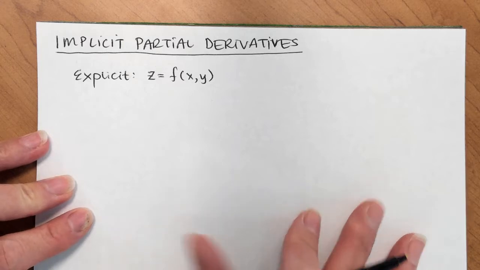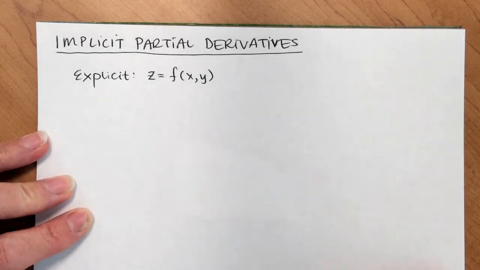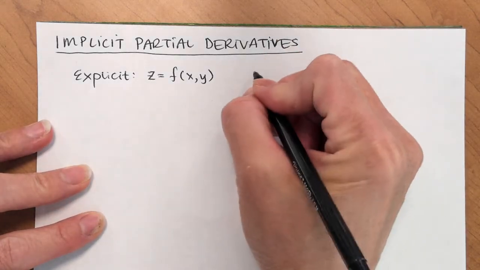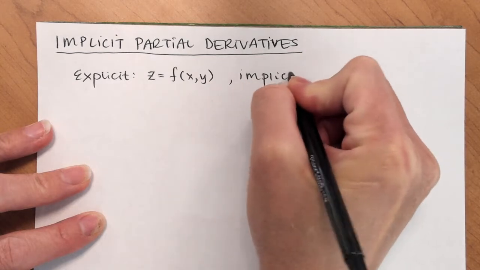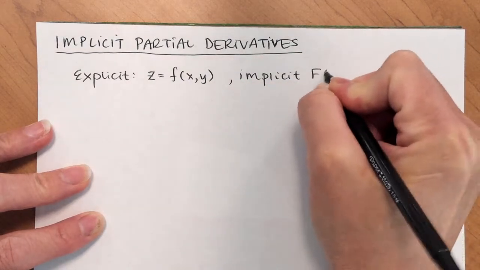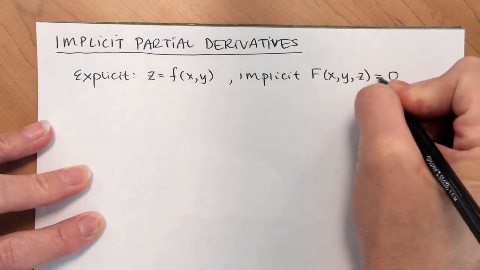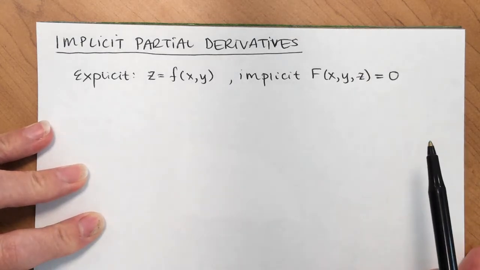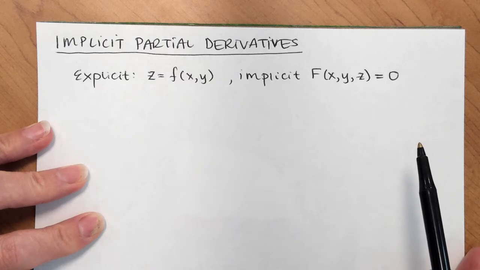Sometimes, instead of a function being described explicitly, the function will be described by an implicit equation of the form, we'll call this capital F of x, y, z equals 0. So here, z is the solution to the equation F of x, y, z equals 0.